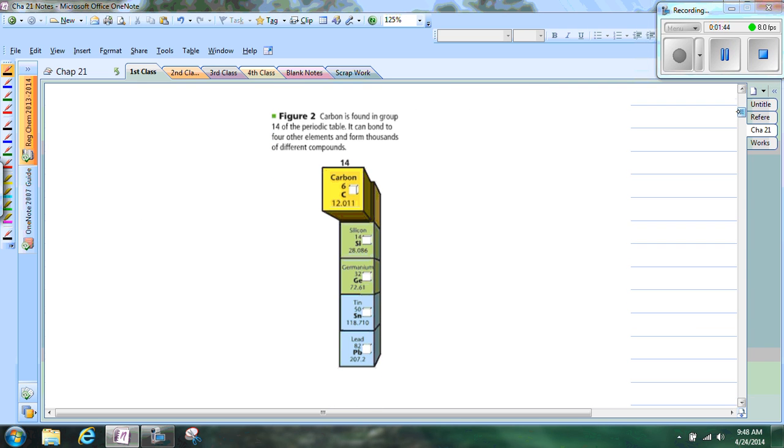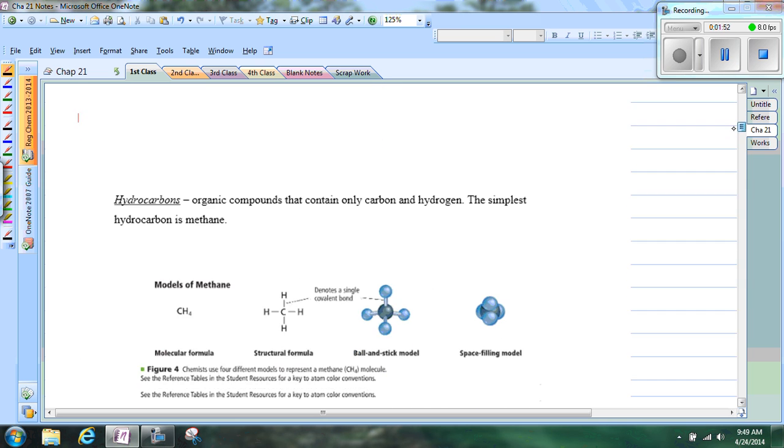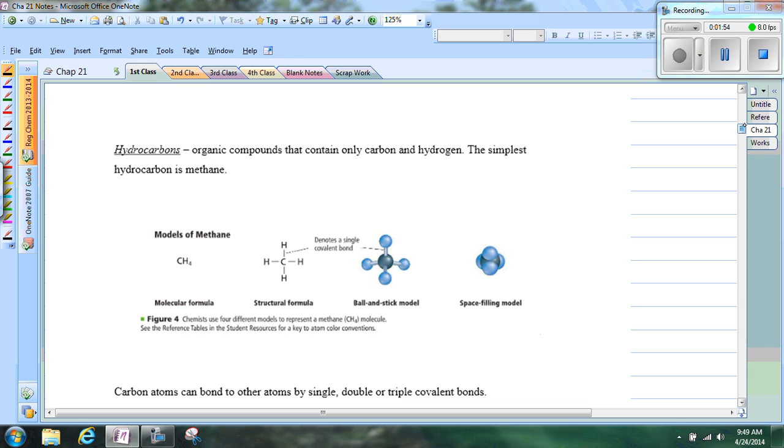Here we see group 14, and carbon belongs to the group, so it has 4 valence electrons. A hydrocarbon is an organic compound that contains only carbon and hydrogen. The simplest hydrocarbon is methane.